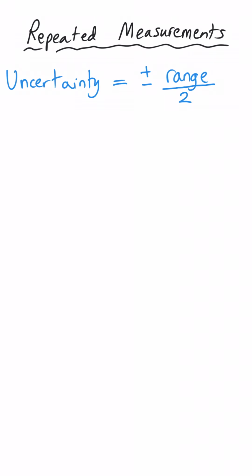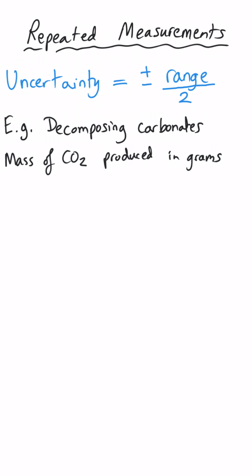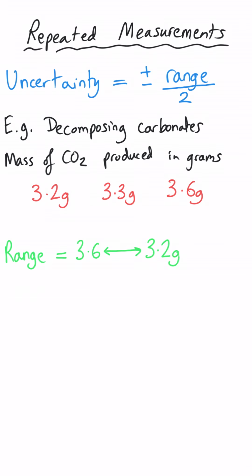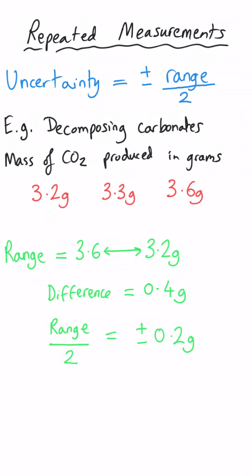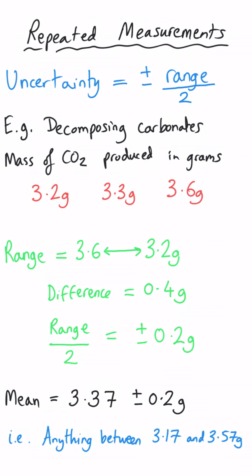And that means, for instance, if you were decomposing a carbonate and you were looking at the mass of carbon dioxide that was produced in each case, and you did this 3 times, and you got 3.2 grams, 3.3 grams, and 3.6 grams, then the range of your data is between 3.6 and 3.2. And so the difference there is 0.4 grams. And so half of that range is 0.2 grams. And so when you calculate your mean value, that mean value is taken to be accurate plus or minus 0.2 grams. In other words, half of the range.